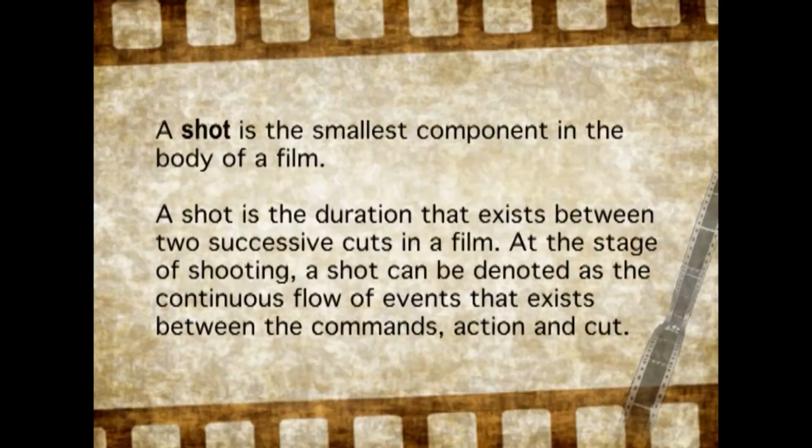To start with, a shot is the smallest component in the body of a film. Precisely speaking, it is the duration that exists between two successive cuts in a film. At the stage of shooting, a shot can be denoted as the continuous flow of events that exist between the commands action and cut.